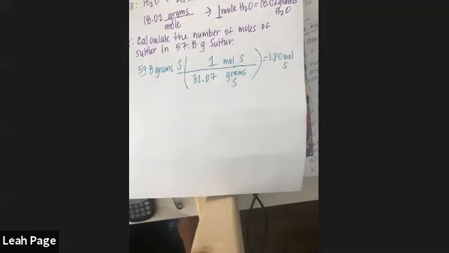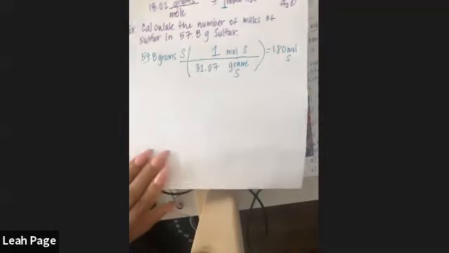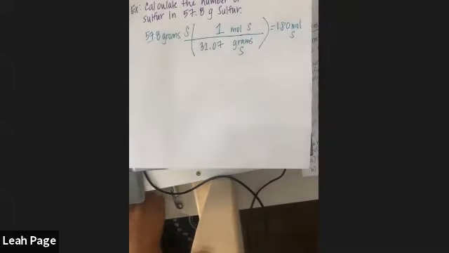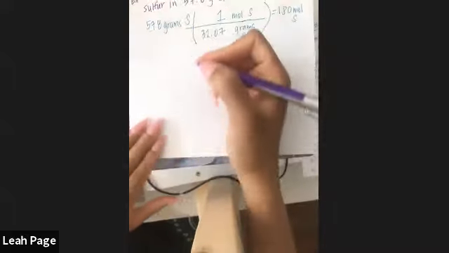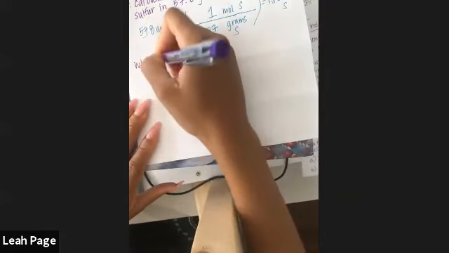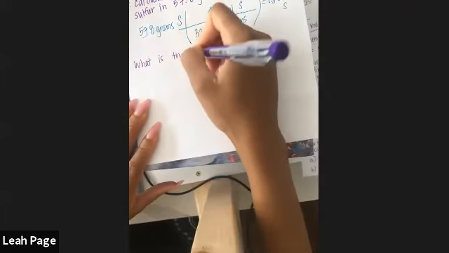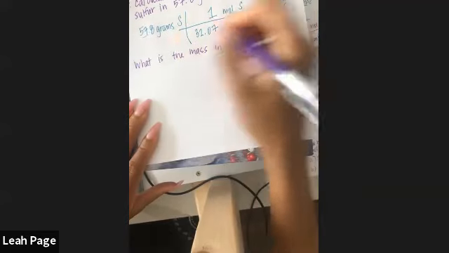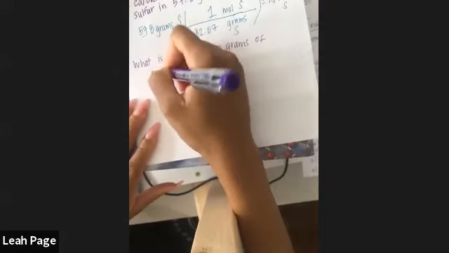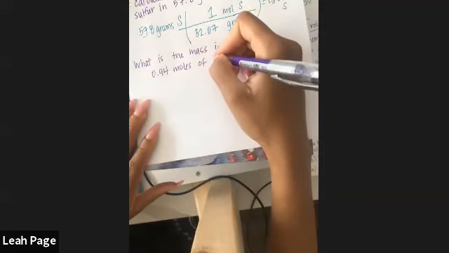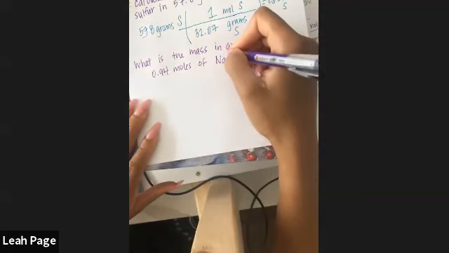All right, let's do one more example and then we'll wrap up for the day. Now this example says, let's just go ahead and convert. What is the mass in grams of 0.94 moles of sodium bicarbonate?